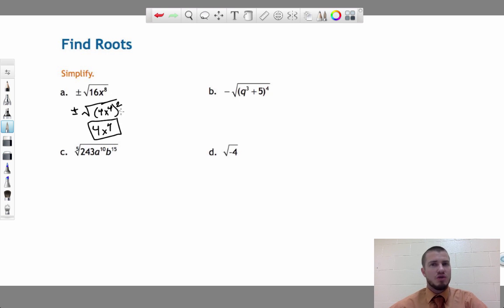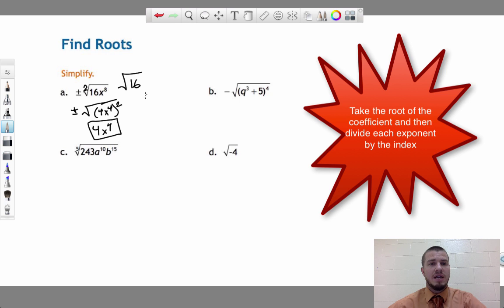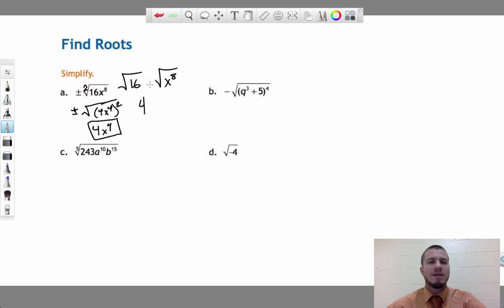I'm going to show you a shortcut here. I don't like doing it this way. The shortcut basically is your root here, your index is 2. So you take the root of that number. This is going to be square root of 16. Well, that becomes 4. And how you do the variable, you take the root, divide it into the exponent, and that's how many will come out. How many times does 2 go into 8? 4, so that becomes x to the 4th. So it's 4x to the 4th.